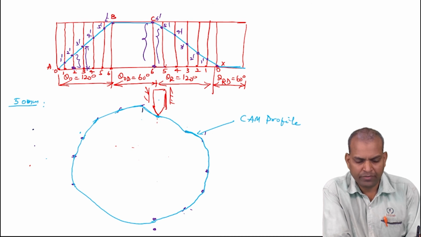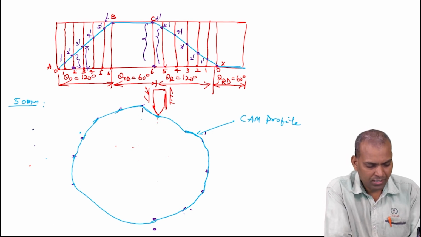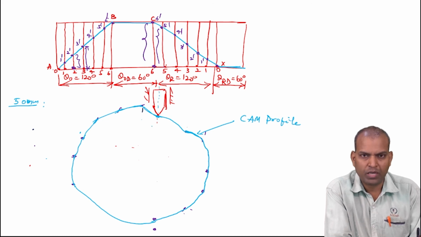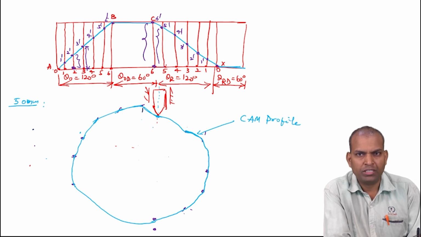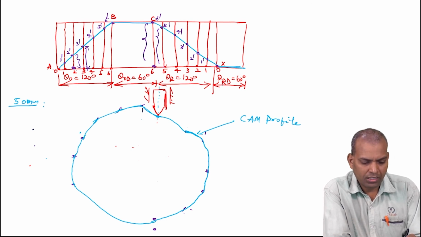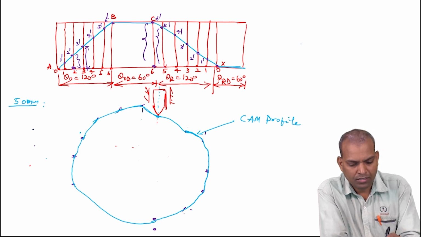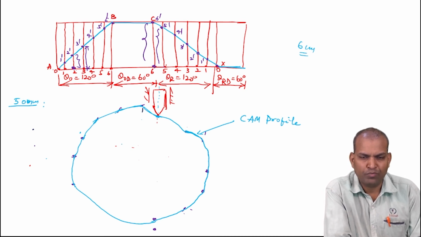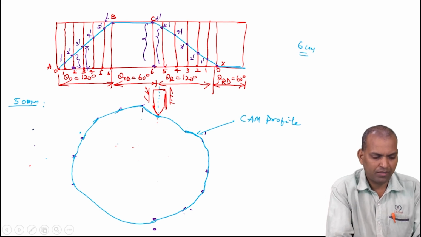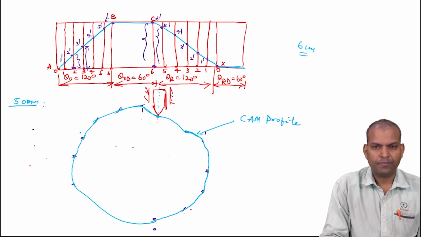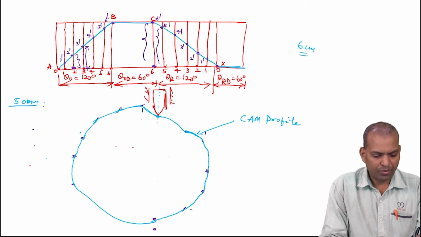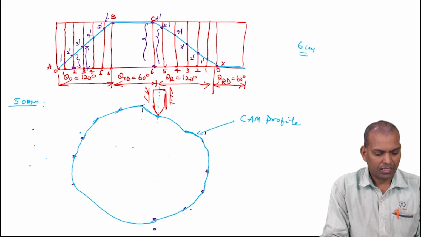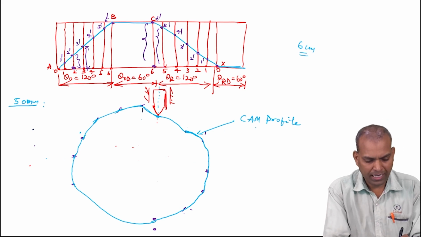The given conditions are: the type of the follower is the knife edge follower, and the axis of the follower is passing through the center of the cam. The outward stroke is 120 degrees, dwell during outstroke is 60 degrees, return stroke is again 120 degrees, and dwell during return stroke is 60 degrees. The lift or stroke of the follower is 6 centimeters, and the basic radius of the cam, or minimum radius, is 5 centimeters, that is 50 millimeters. Under those conditions, this is the shape of the cam profile, the geometry. This is known as the cam profile.